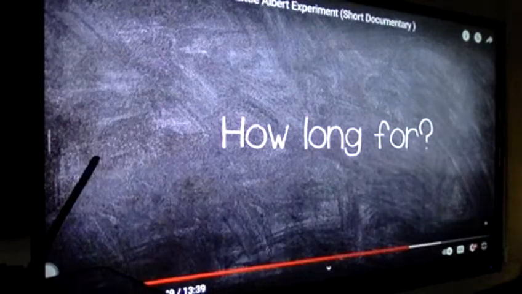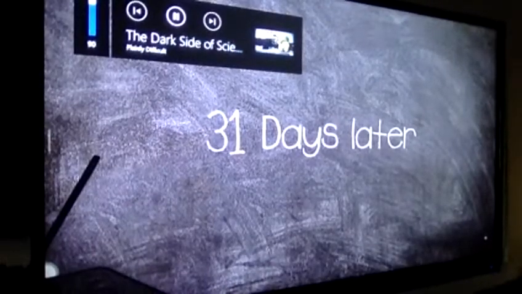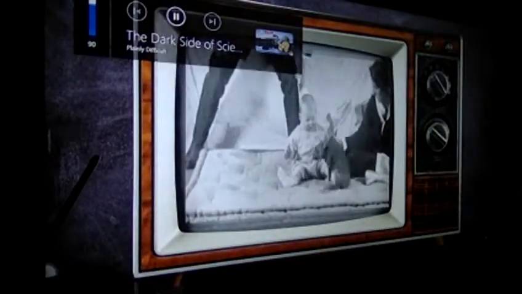How long does the condition last? 31 days after no exposure to the test items, Albert was shown a rat, a coat, and a Santa mask. He again showed a fear response.